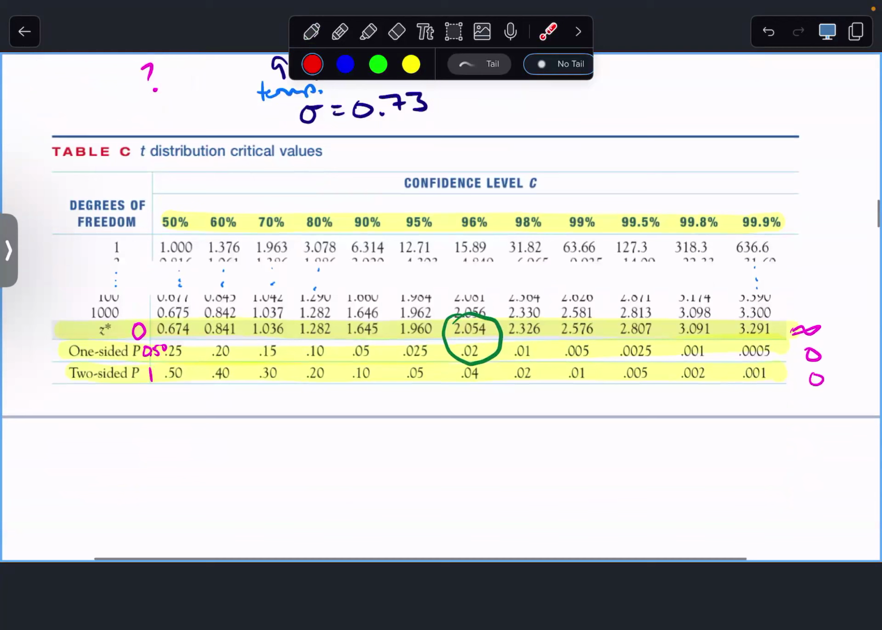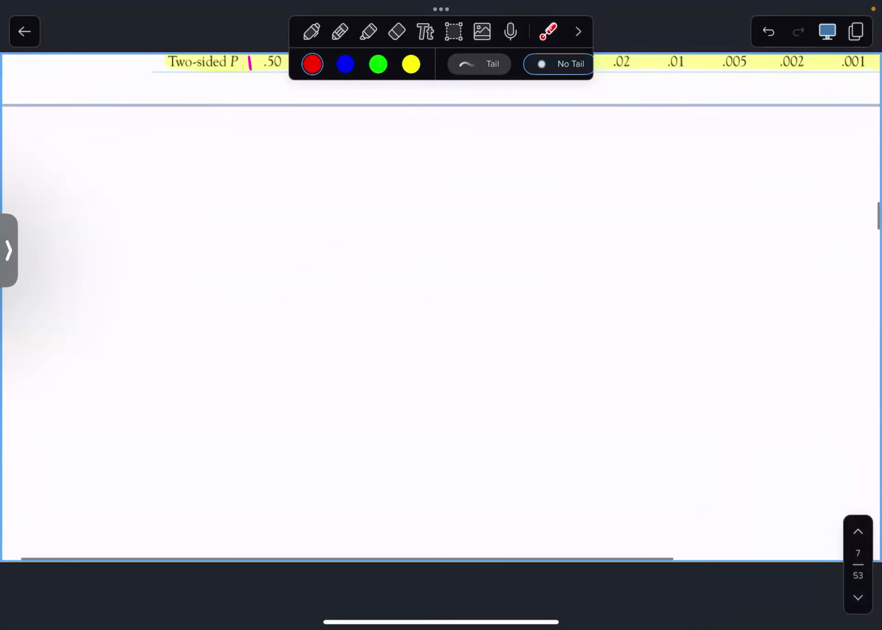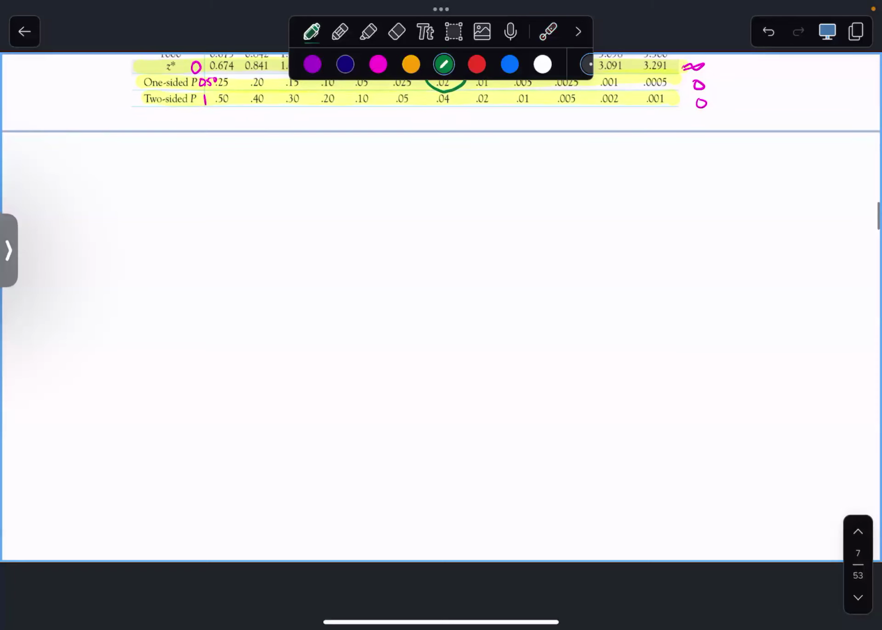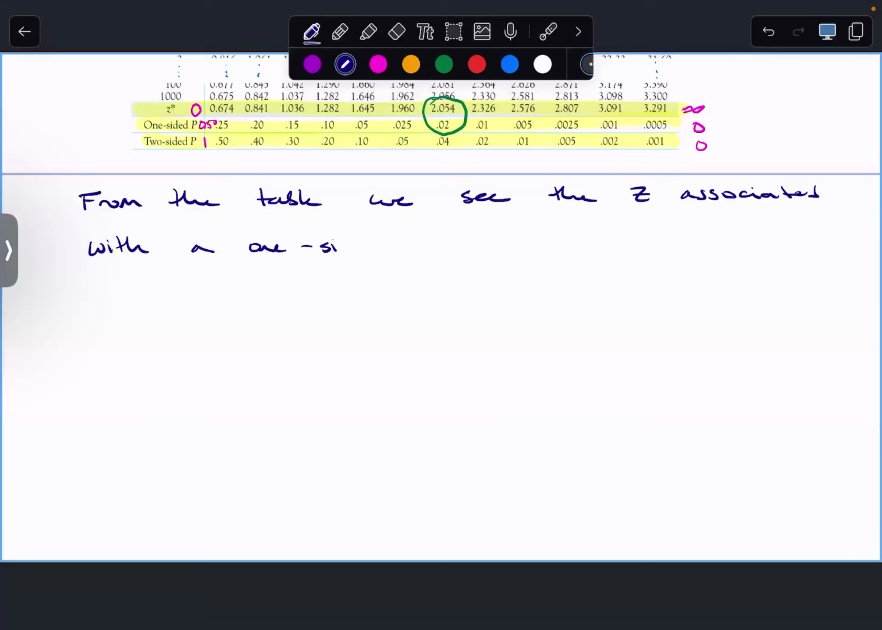Happens. But from the table, we see the Z associated with a one-sided P of 0.02 is Z equal to 2.054. So now I have a Z.